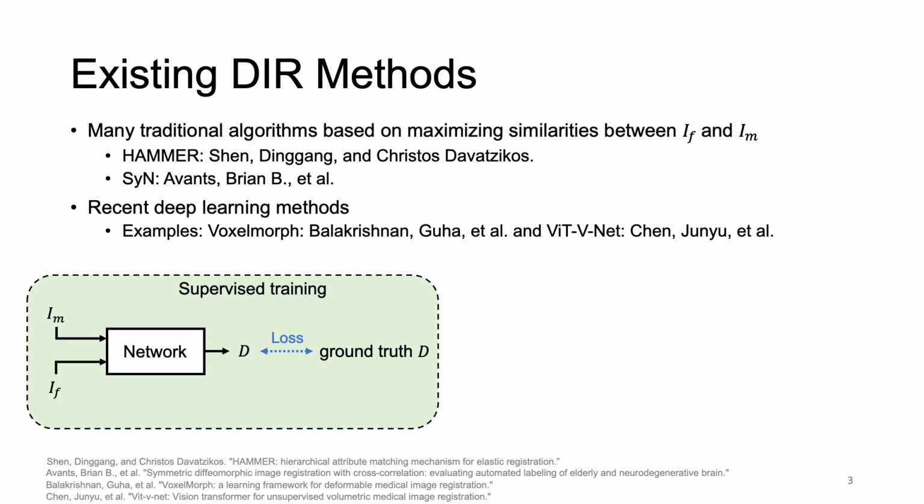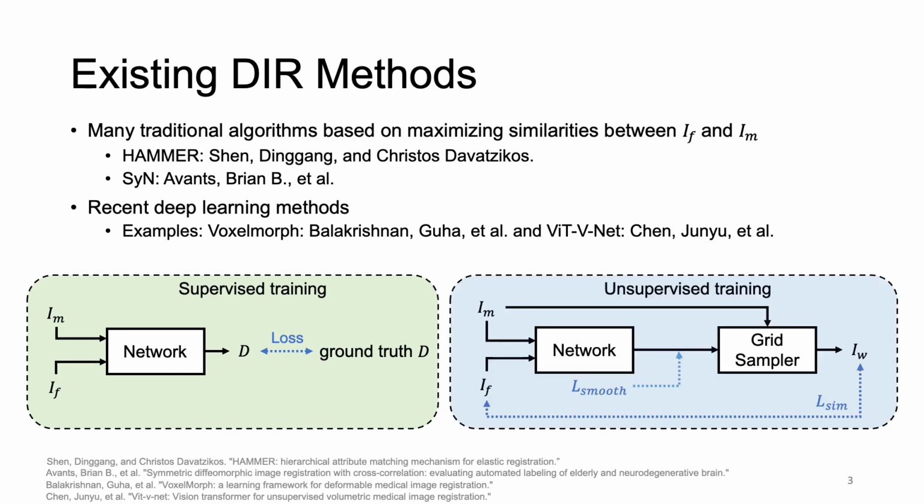When ground truth is not available, we can use the moving image and the output of the network to produce the warped image. And then we can compute the dissimilarity between the fixed and the warped image and use it to update the network parameters. Our proposed method can be trained with or without ground truth. For this presentation, we will focus on the unsupervised training as an example. So let's look at it in more detail.